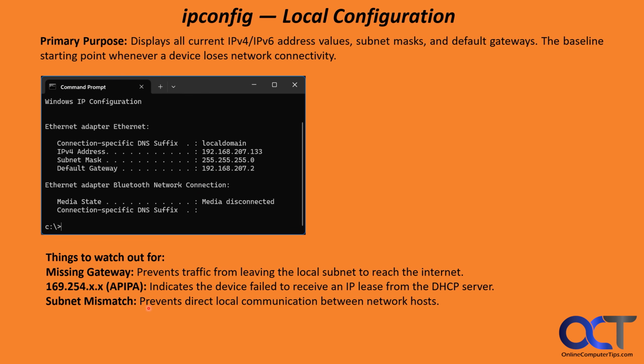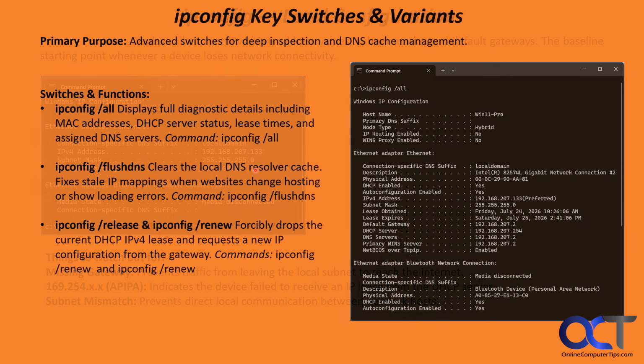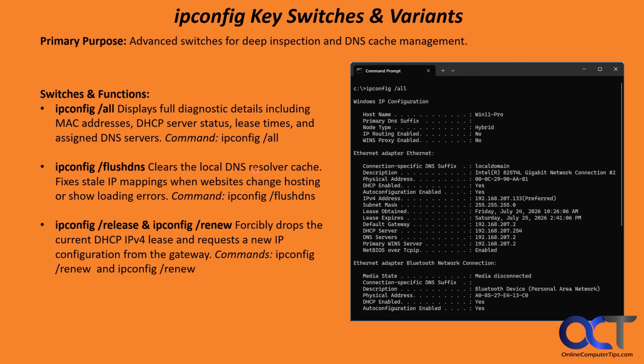All right, then if you have a subnet mismatch, that'll prevent direct local communication between network hosts. So you can see here we have 192.168.207, and our gateway has 192.168.207, and then 133 is specific to this computer, and then 2 here is specific to our gateway. All right, and then we have some other variants for ipconfig, so for more advanced testing here.